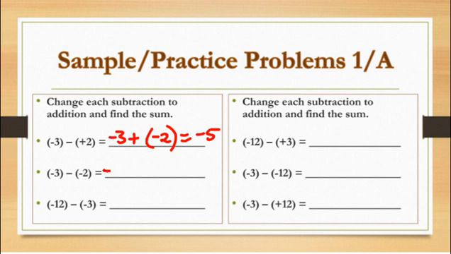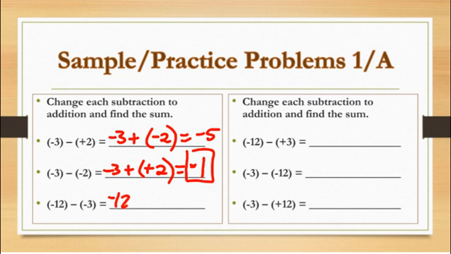Since my two addends are negative, my sum is negative. Next, a negative 3 plus the opposite of a negative 2, which is a positive 2. The signs are different, so I subtract them. 3 minus 2 is 1. The absolute value of negative 3 is 3. The absolute value of 2 is 2. 3 is bigger, so I go with that sign, which is a negative 1. So the answer is negative 1.